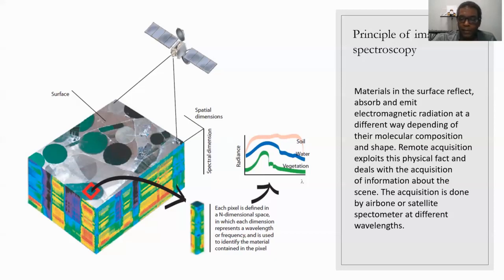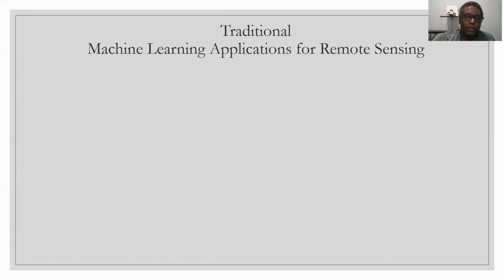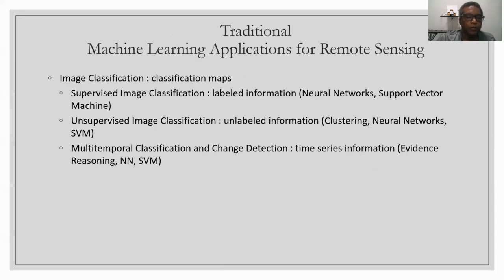Okay, so we have traditional machine learning applications for remote sensing. Why am I saying traditional? Because nowadays we already have some resources with new trends for this field. Okay, let's see the examples.